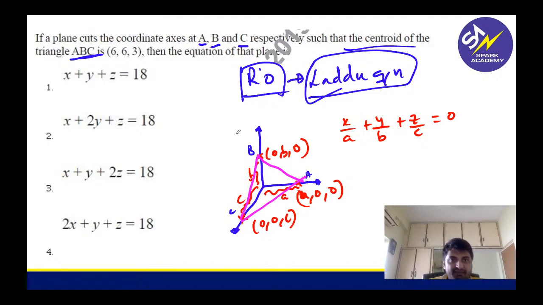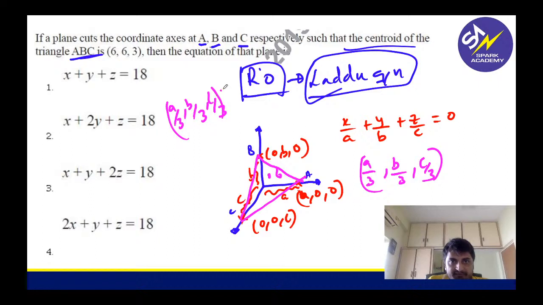Right? So what will that be, guys? A plus 0 by 3. So you'll get A by 3, comma B by 3, comma C by 3. That is our centroid. So A by 3, comma B by 3, comma C by 3 is equal to 6, 6, 3. Or in other words, A is 18, B is 18, C is 9.